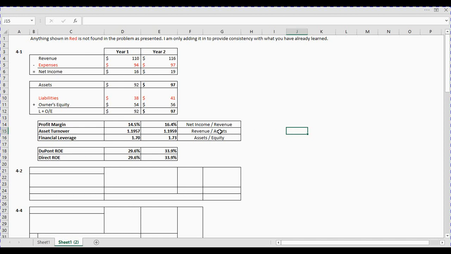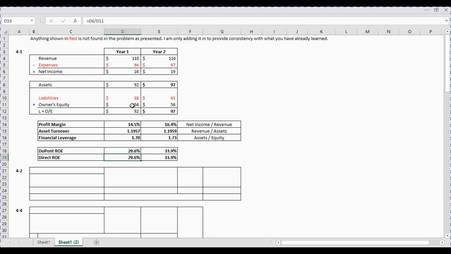And so let's move on down to really what the question's about, which is the DuPont ROE and the direct ROE. We can see that the DuPont ROE is just this number times this number times this number, which gives us this return on equity calculated using the DuPont method. And when we do a direct ROE, we're simply looking at net income in relationship to owner's equity.